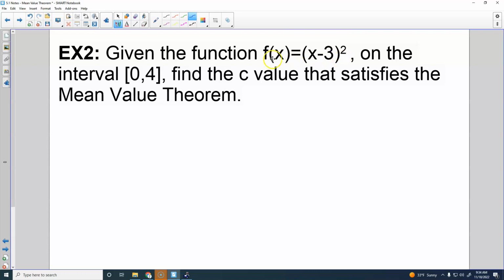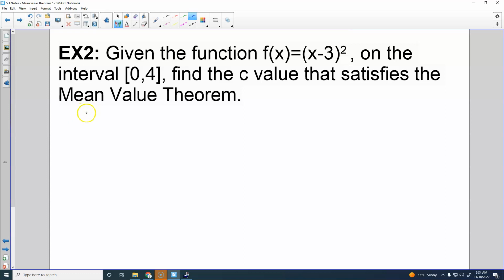So we've got this function f of x equals (x minus 3) squared on the interval from 0 to 4. Find the c value that satisfies the mean value theorem. Okay? So mean value theorem, much like our intermediate value theorem, we first off have to prove that it applies. So this is just a quadratic, right? All quadratic functions are continuous and differentiable everywhere, right?